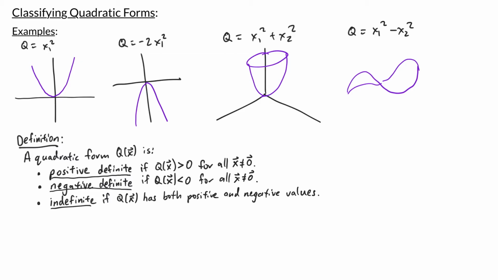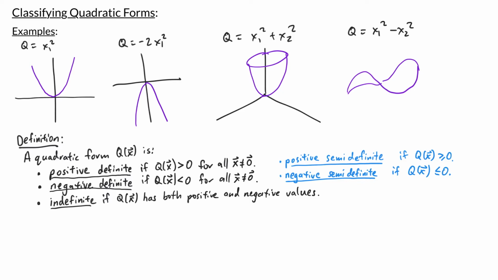Now, we also have a few other terms. For example, we say that a quadratic form is positive semi-definite if q of x is greater than or equal to 0. And we say that a quadratic form is negative semi-definite if q of x is less than or equal to 0. Now, it turns out we can classify these quadratic forms by writing q in the form x transpose times A times x, and finding the eigenvalues of the symmetric matrix A.